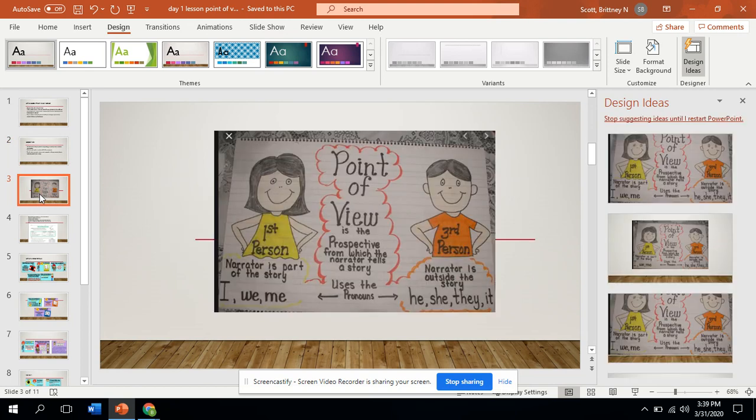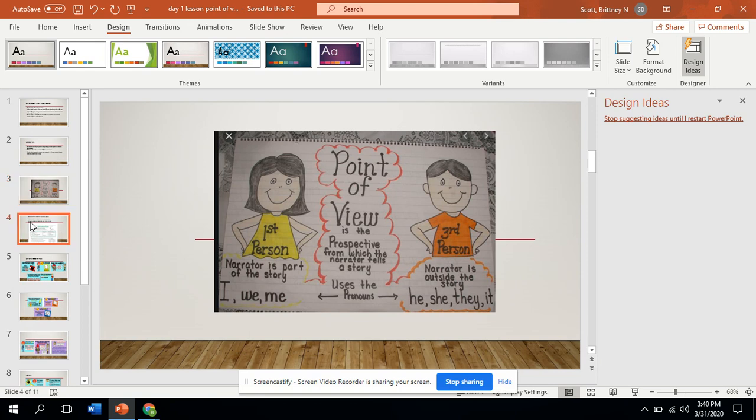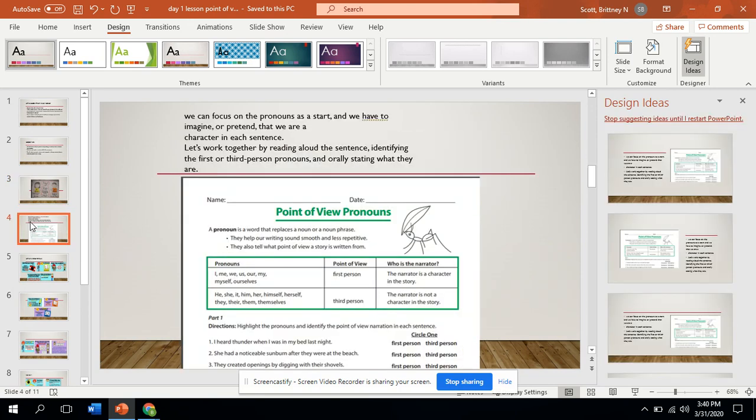So the key thing for first person, you want to know that this is the narrator in the story. We have the key words of the pronouns, which is I, we, and me. Remember that the point of view is the perspective from which the narrator tells the story. Now, third person, the narrator is outside the story. You'll see keywords like he, she, they, and it. Remember, these keywords are pronouns, and a pronoun takes the place of a noun. So let's get some practice in.